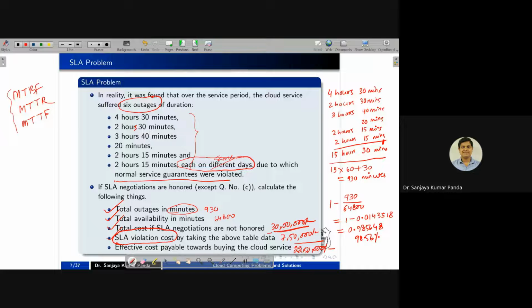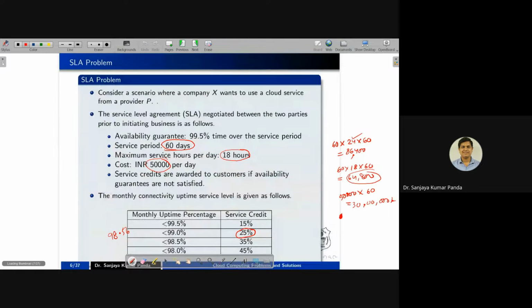If I say that these outages happen on each and every day, then the calculation is different. If these outages happen every day, then you are facing this 15 hours, 30 minutes of outage every day out of 18 hours. So it is a big problem, right? In that case, the calculation will change, if it is 6 outages per day.